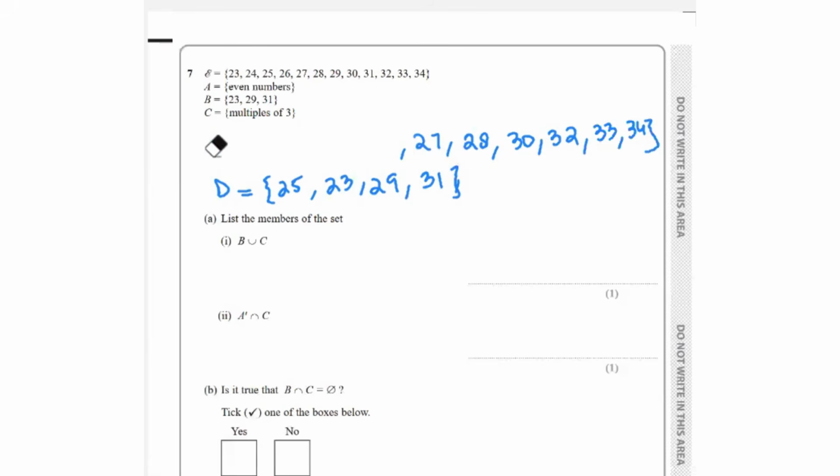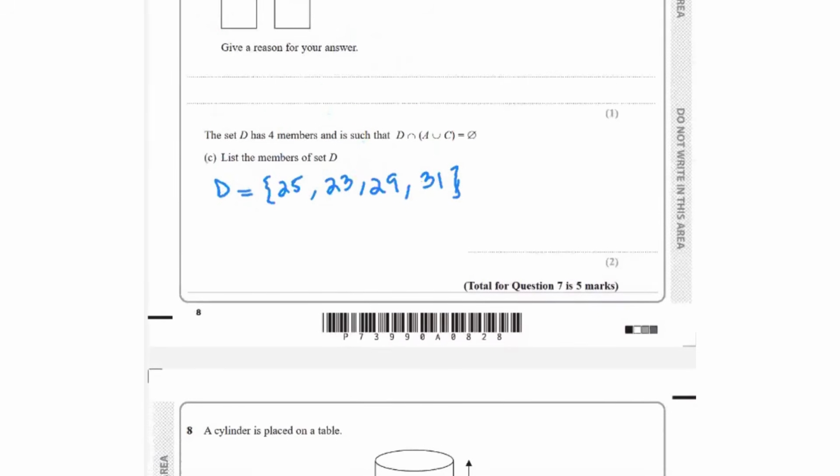So elements of D are 25, 23, 29, and 31. Write this in ascending order. So 23, 25, 29, 31. That's your answer.